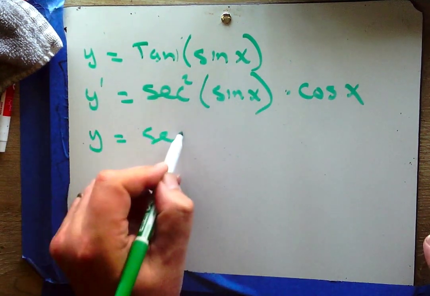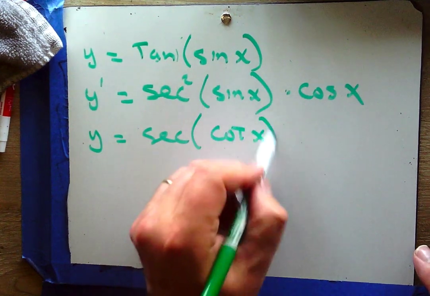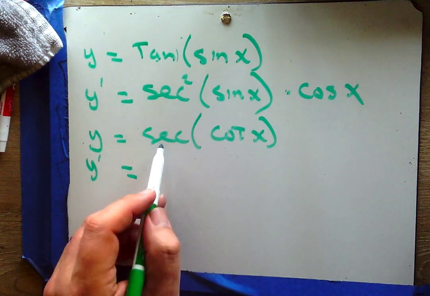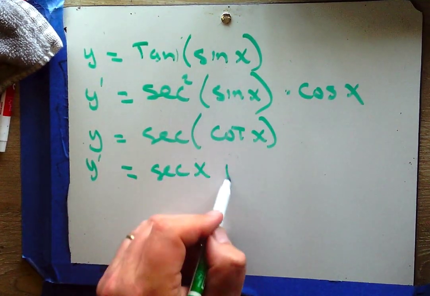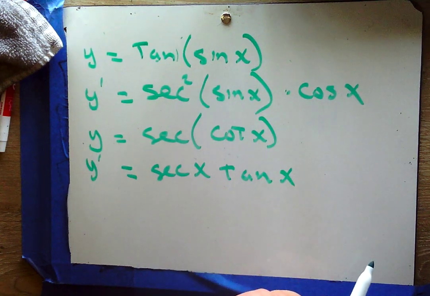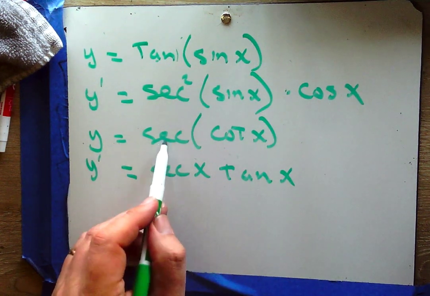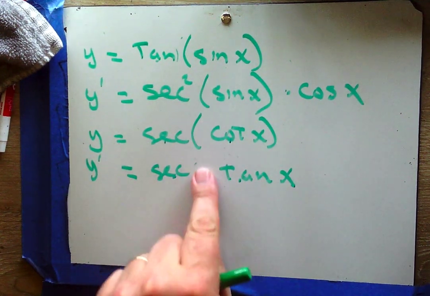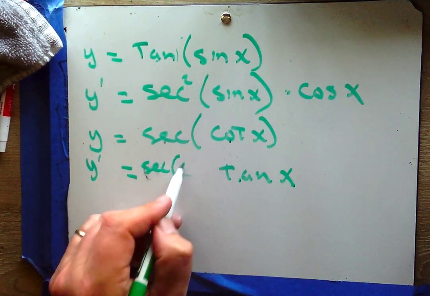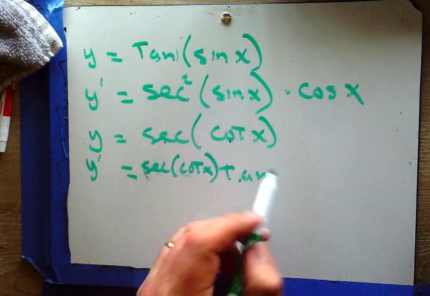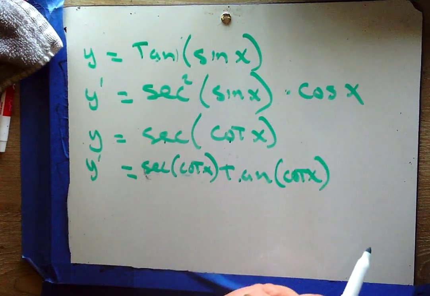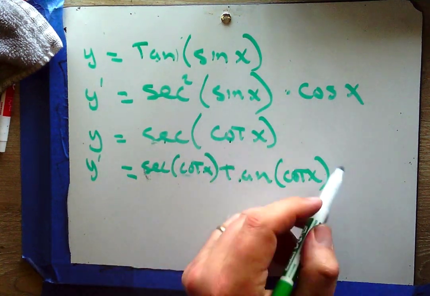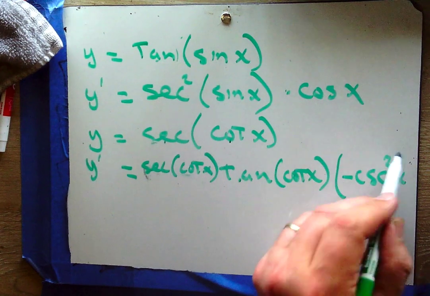Okay, how about this one? Secant of cotangent x. So then y prime, what's that going to be? What's the derivative of secant? Please don't write this for this problem, because the derivative of secant of stuff is secant stuff, tangent stuff. So I really need secant of cotangent x times tangent of cotangent x. Okay, are we done? No, that was just the derivative of the outside. Now we need the derivative of the inside, which is negative cosecant squared x.